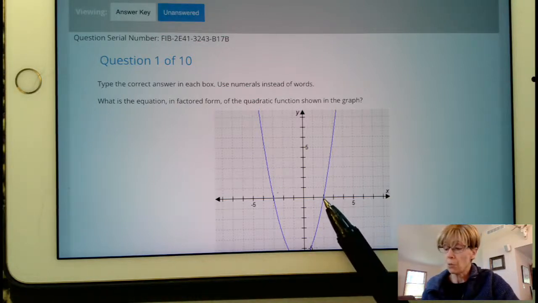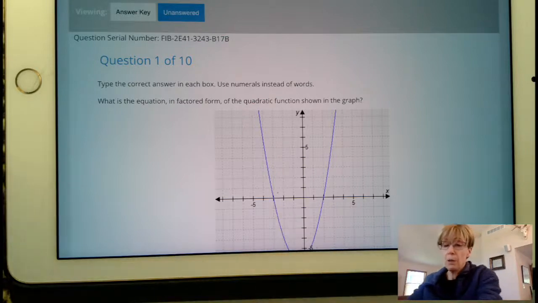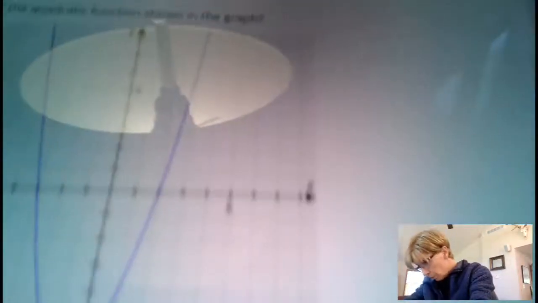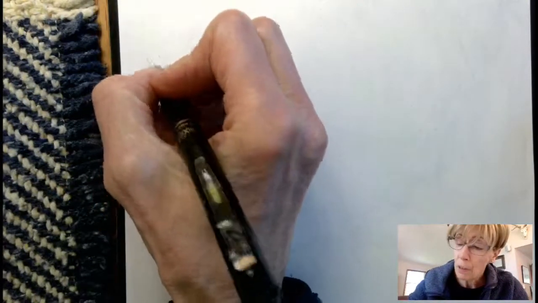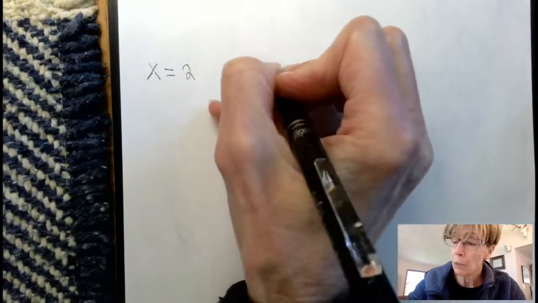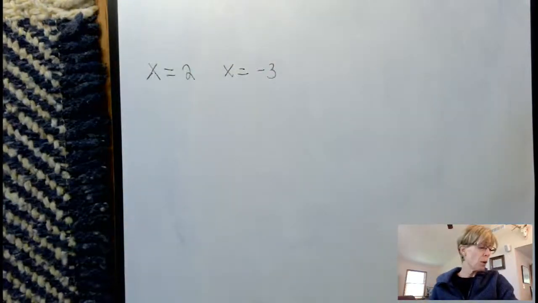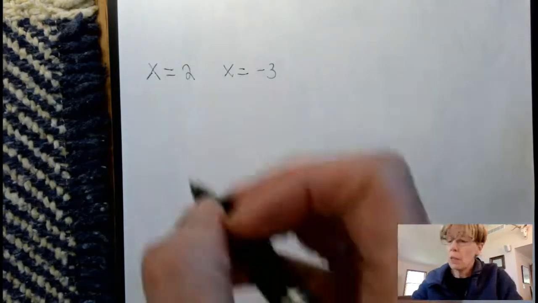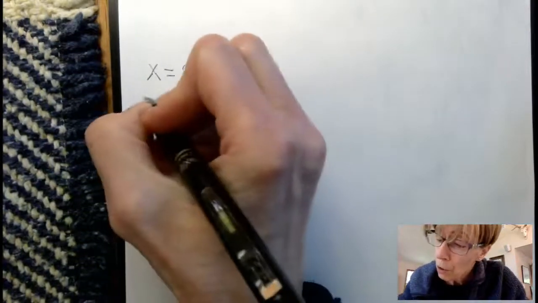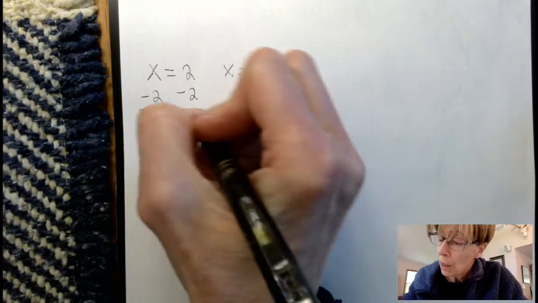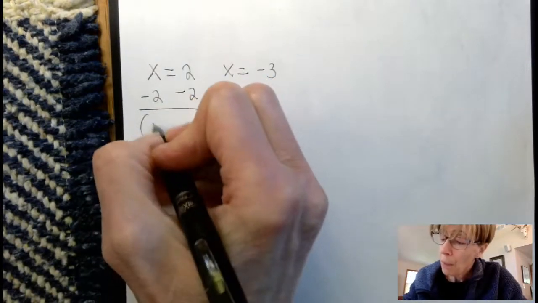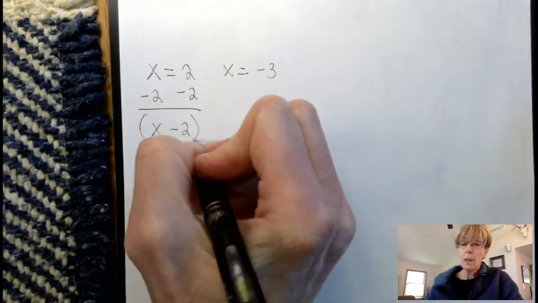So I want to flip over here to my paper. And what we just said, we have x equals 2 and x equals negative 3. So if we want to write this in factored form, what we need to do is subtract 2 from both sides, and so we're going to get x minus 2, and then we're going to add 3 to both sides, and we're going to get our other factor.